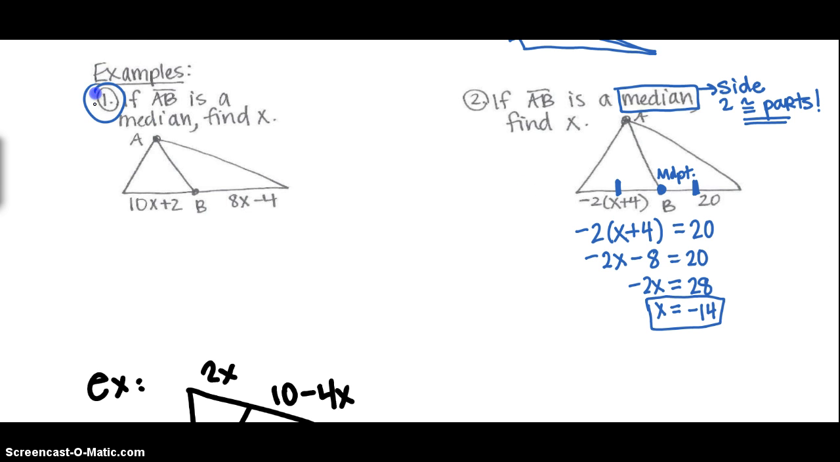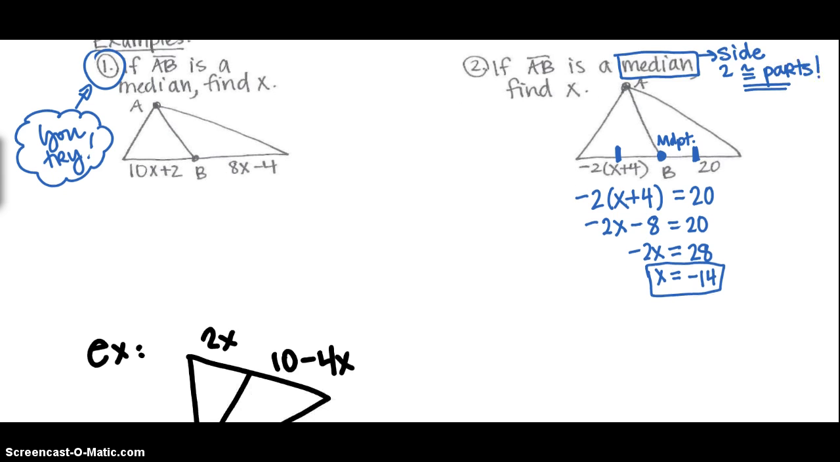I would like you to try this one. You can pause the video and try it now, or you can go back and do all of it at the end. Personally, when I watch videos, I watch them the first time and then I go through the second time and write everything down. So remember you have that option.